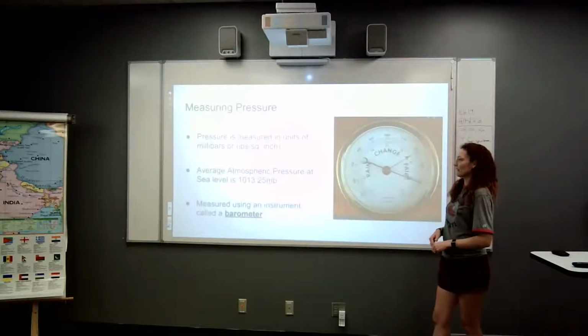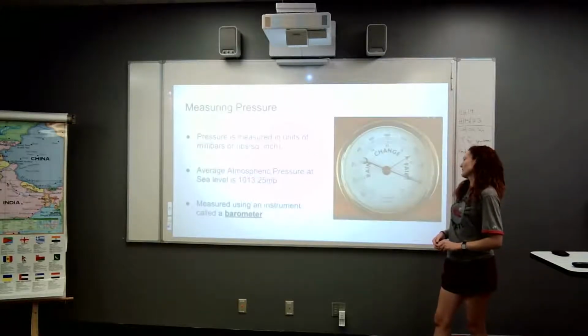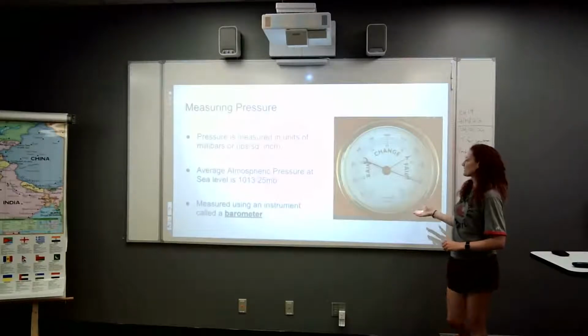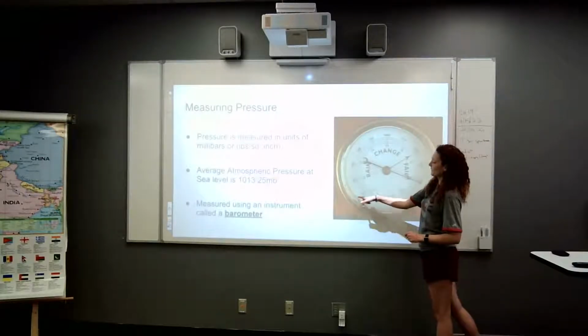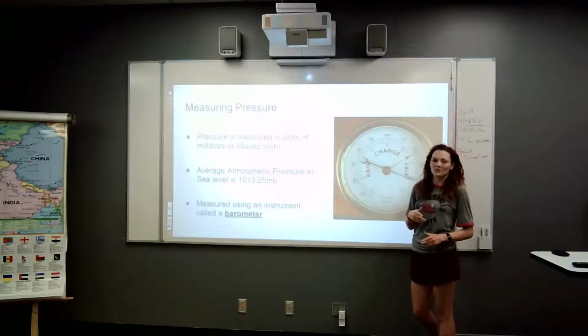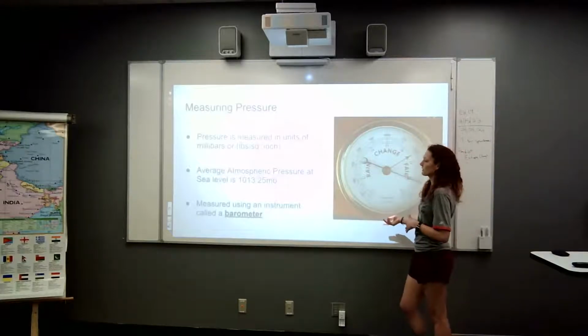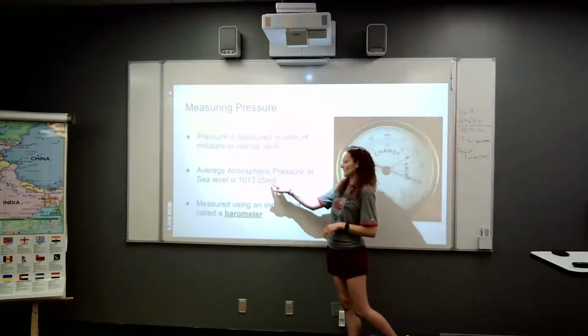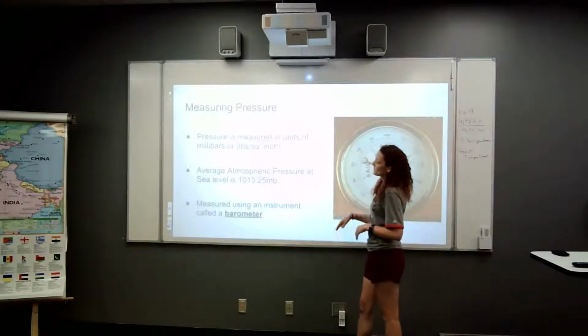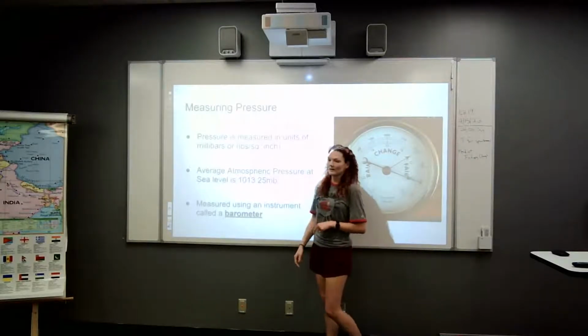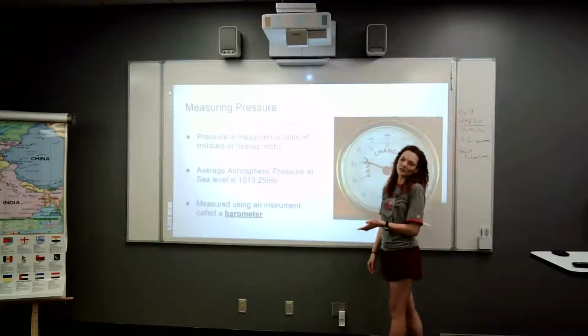Next is how to measure pressure. We measure it with this instrument called a barometer. It looks just like this. It has the atmospheric pressure here in units called millibars. That's how we measure pressure, in millibars, also known as MB. You can also use the unit pounds per square inch, but for our labs, we use millibars.